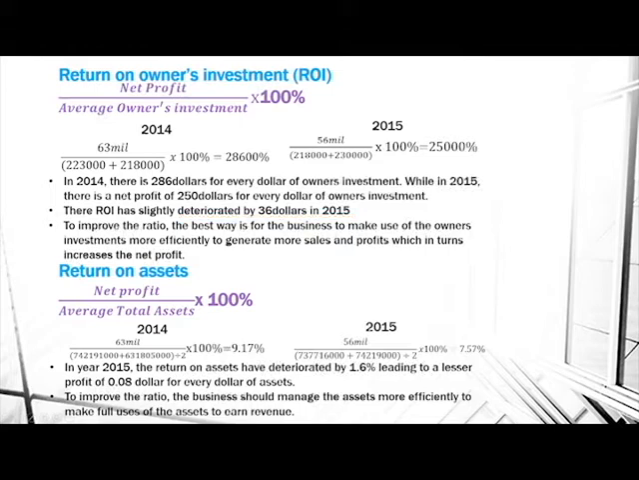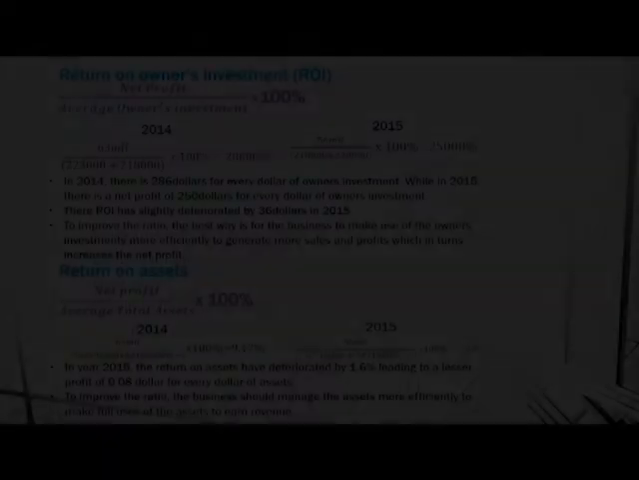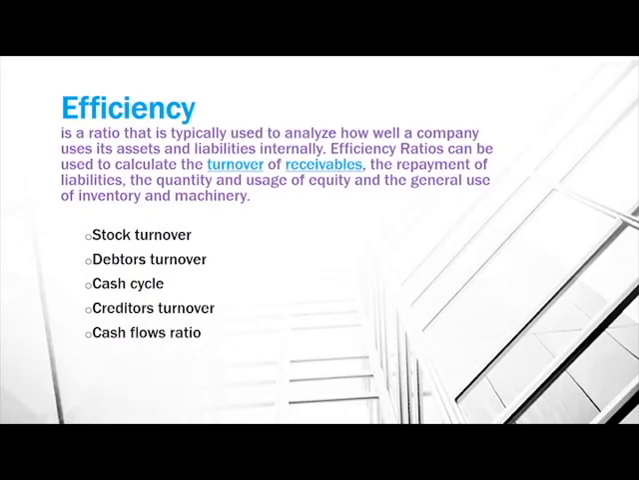In year 2015, the return on assets ratio has deteriorated by 1.6%, leading to a lesser profit of $0.08 for every dollar of assets. To improve both ratios, the business should make full use of its assets and owner investments to generate more profits. Efficiency is a ratio that is used to analyze how well a company uses its assets and liabilities.